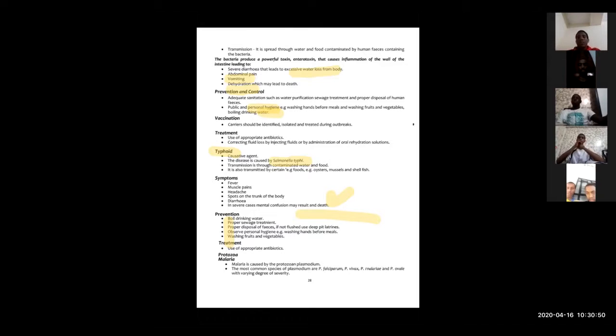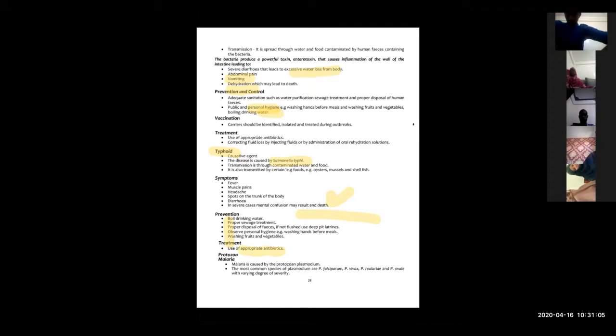Then treatment, use of antibiotics. This is a bacterial disease, so use antibiotics. Once you are sick, then the doctor will recommend for you the antibiotic which is recommended for this disease. Yes, then let's now move on. So those are the two bacterial diseases that I wanted us to talk about.